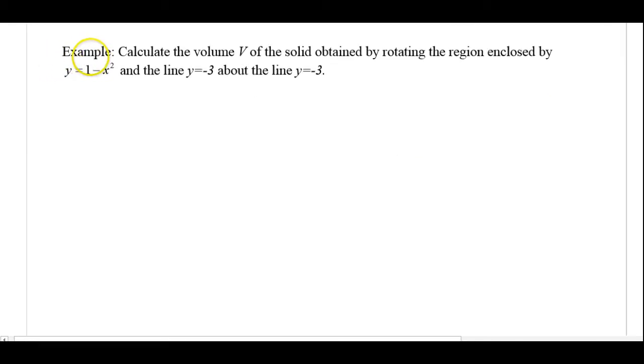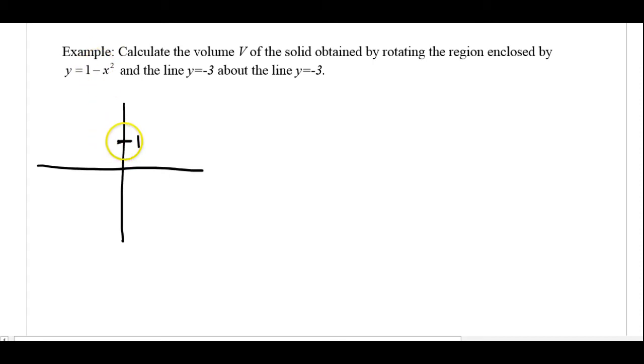And for the final disk method example, we want to calculate the volume V of the solid obtained by rotating the region enclosed by 1 minus x squared and the line y equals negative 3 about the line y equals negative 3. So let's go ahead and sketch our region. So we have 1 minus x squared. So 1 is the y-intercept. And then we have, this is a quadratic that's facing downward because the leading coefficient is negative 1.